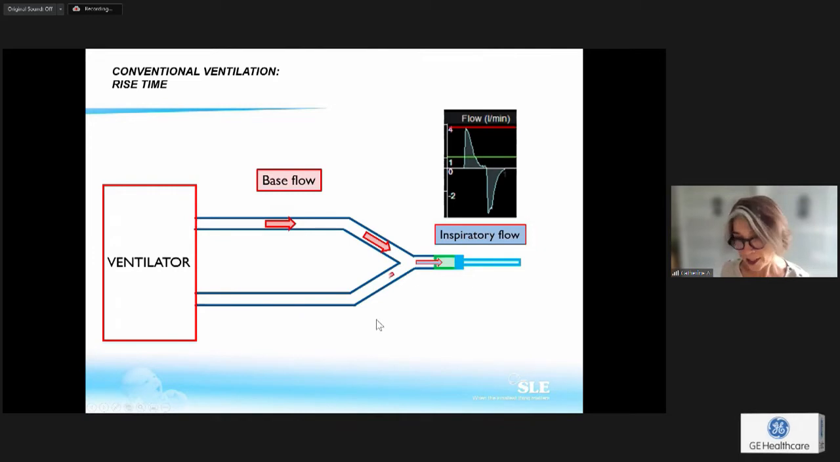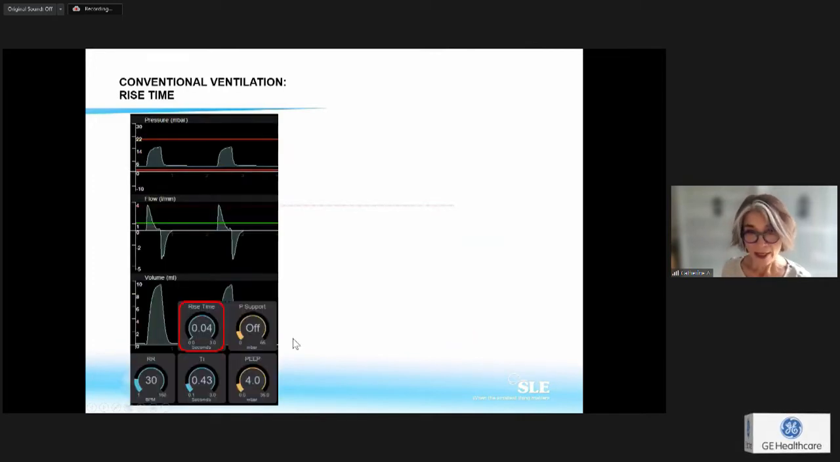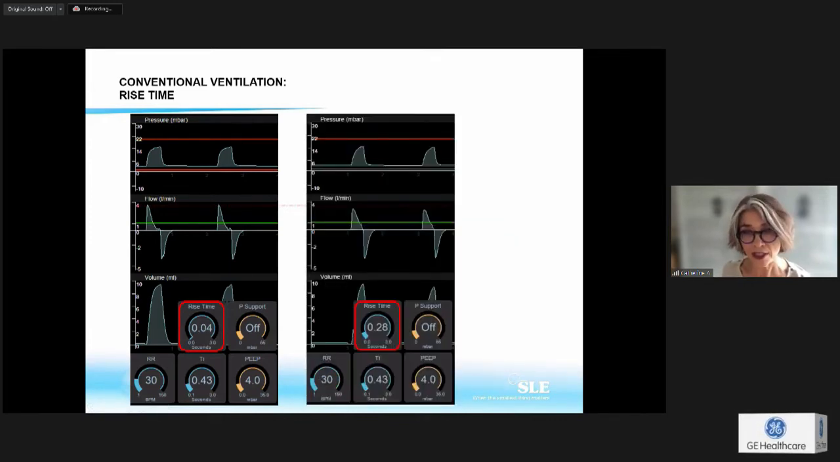So you continuously have some flow circulating inside the circuit, but only part of it goes to the patient. This one is the inspiratory flow, okay? The inspiratory flow in the ventilator, you have the possibility of adjusting it. How do we do it? We do it by changing the rise time. The rise time here is the time that you will take from the PEEP to reach the PIP. So how fast you will go.